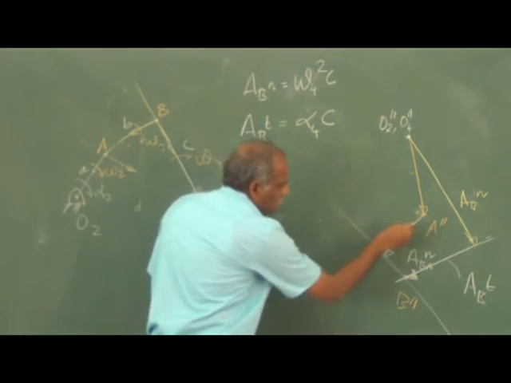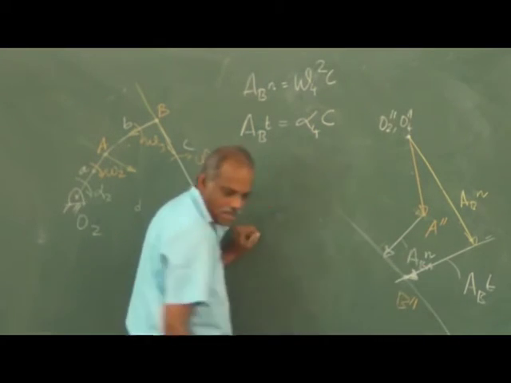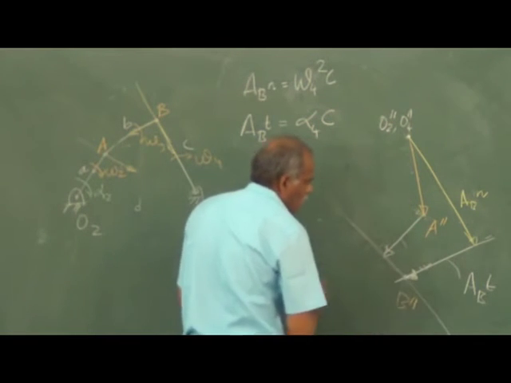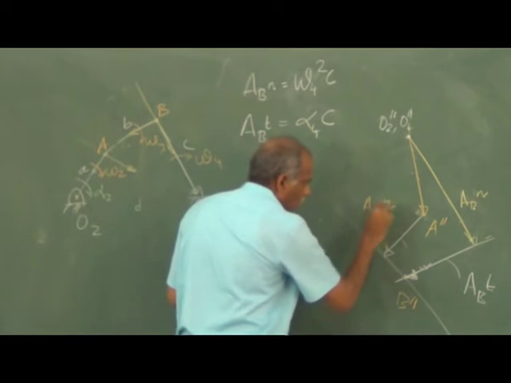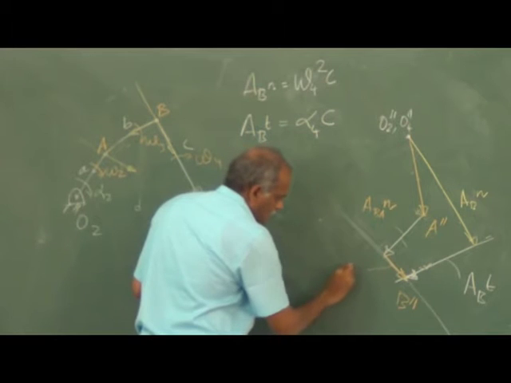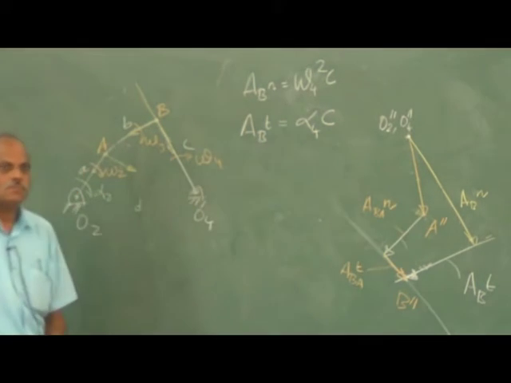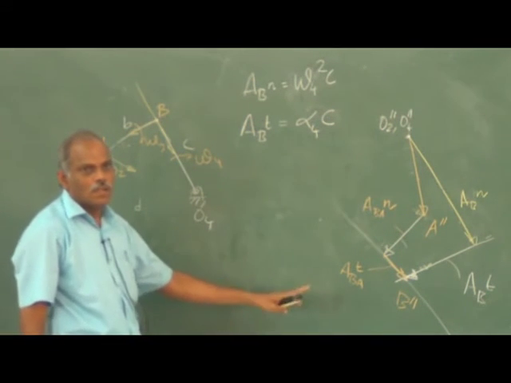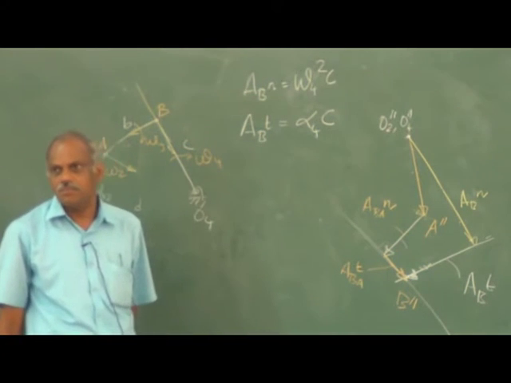This part, this is A double dash. So from here to here is acceleration of B, A normal component. So I can write it upwards. This component is acceleration of B with respect to A normal component. So this part is acceleration of B with respect to A tangential component. So this is what brings the closure of finishing of the acceleration diagram.